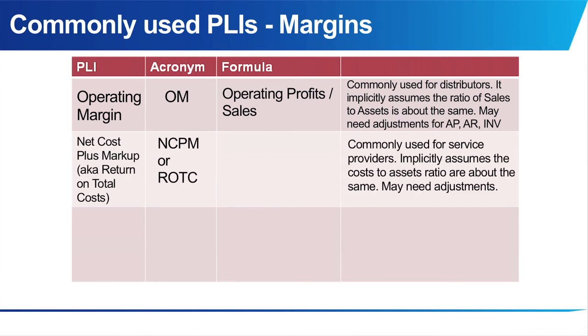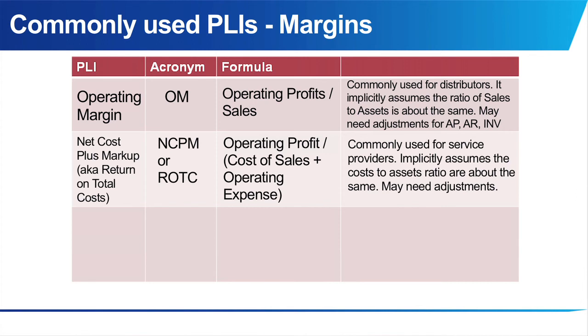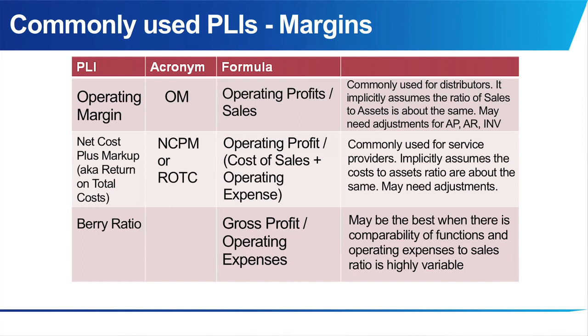The net cost plus markup is commonly used for service providers, since revenues are the transfer price, and it can also be adjusted. The Berry ratio, defined as gross profit divided by operating expenses, can be used in situations where there is variability between the operating expenses to sales ratios, such as in the case of sales agents, procurement companies, and similar.